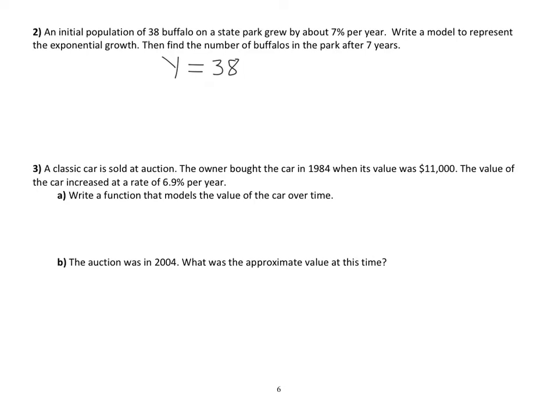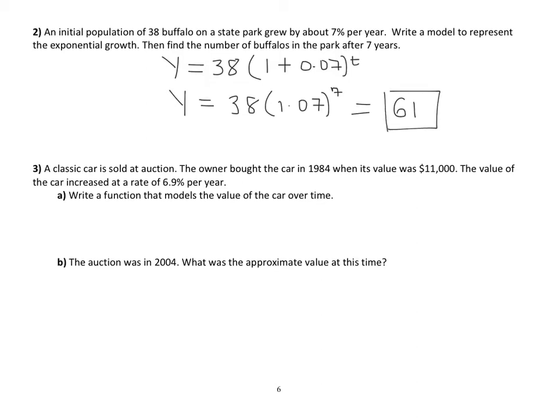That's what I started with. And then it's growing by 7%. I need to convert that into a decimal, and then this is raised to t. That's my model. And now I just need to find the number of buffaloes in 7 years. So y is equal to 38 times 1.07, and I'm going to raise this to power 7, and that's going to give me about 61. So those are the number of buffaloes which are going to be in the park after 7 years.